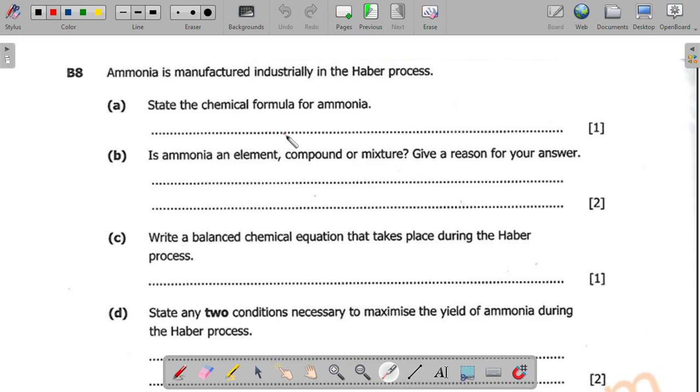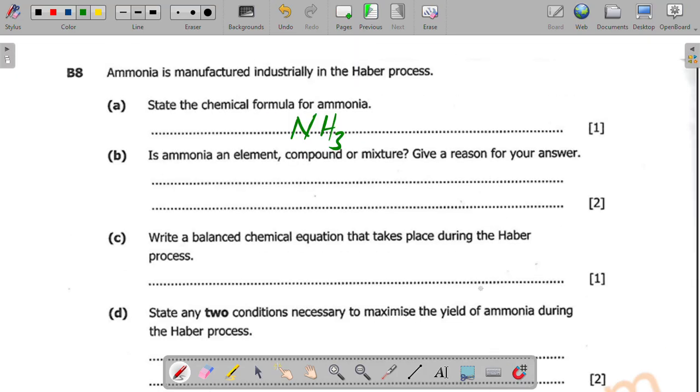So before you answer this question, you must understand that ammonia is made up of 1 nitrogen atom and 3 hydrogen atoms. So its formula would be written like this: NH3. Okay, let me just write it properly there. NH3. Okay, so 1 nitrogen atom and 3 hydrogen atoms. So this is the formula for ammonia.